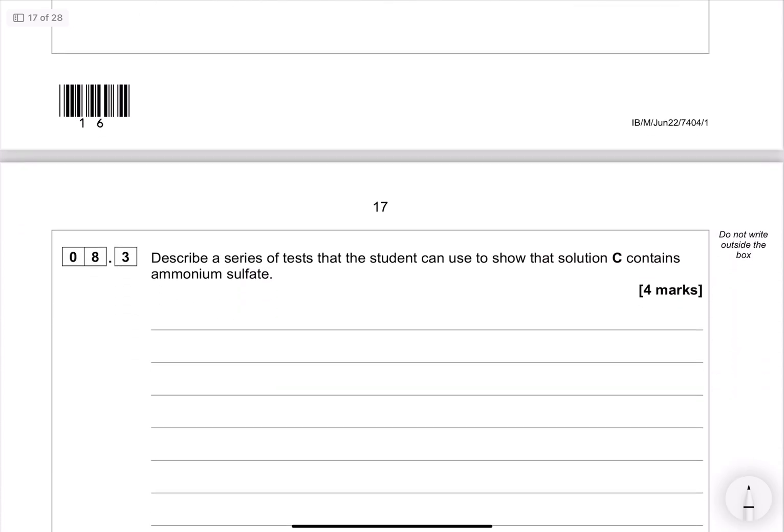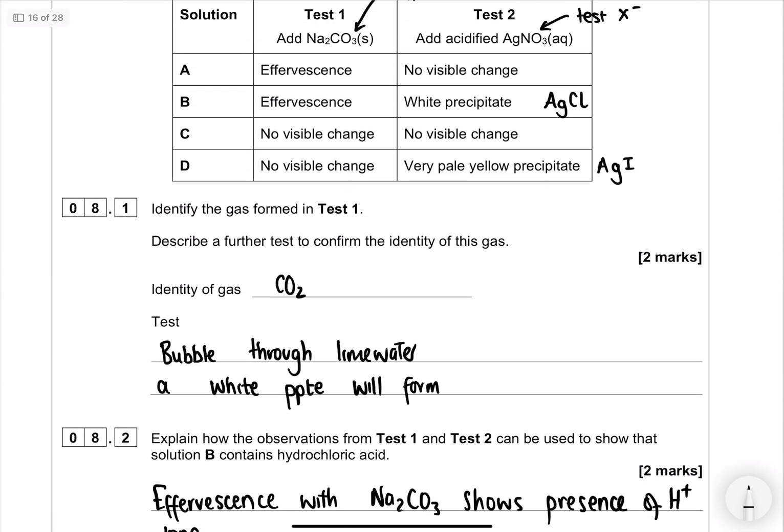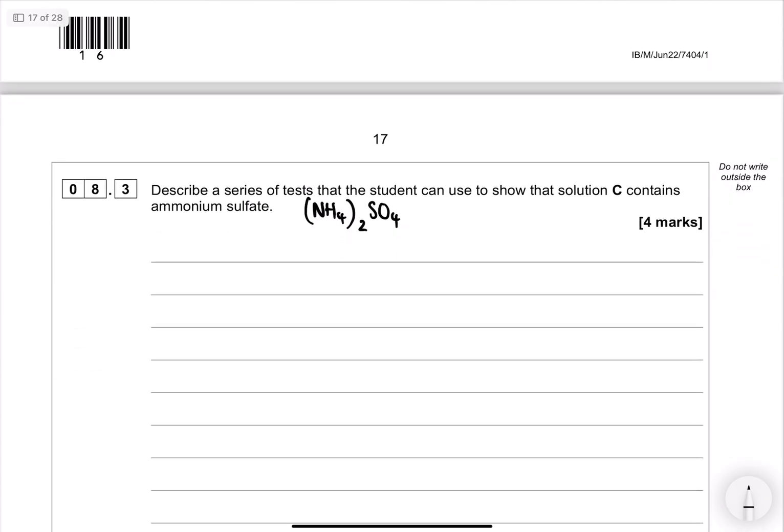Describe a series of tests the student can use to show that C contains ammonium, so that's NH4, that's 1+ ions, sulfate, SO4 2-. So how? Describe a series of tests that we can show that solution C contains ammonium sulfate ions. So it didn't give any changes with the 2 tests we did. So what other tests could we use? So what is the test for an ammonium ion?